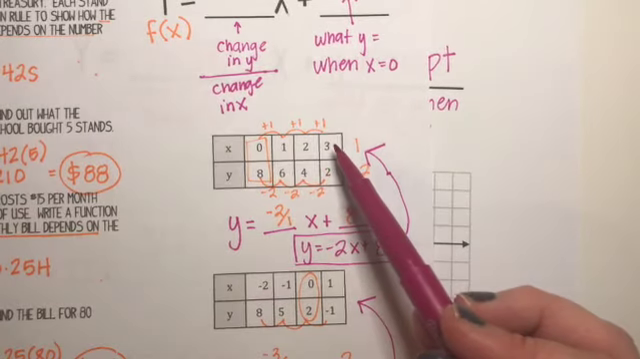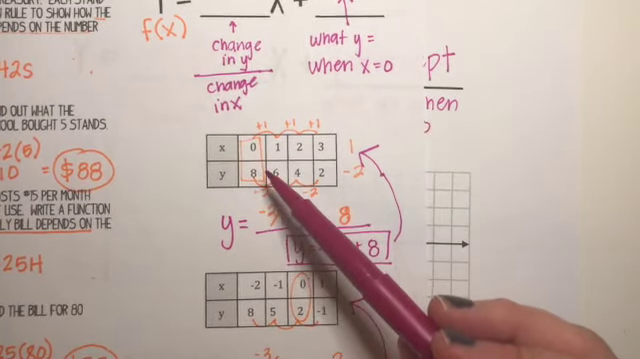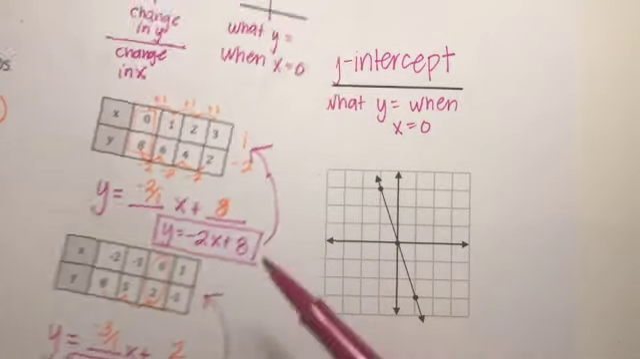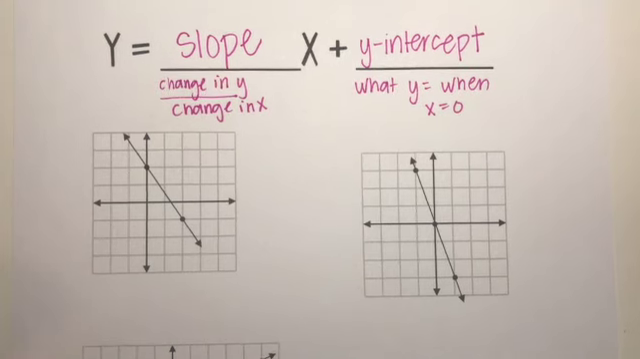Change in y over change in x is your slope. And this point right here, 0, 8, that's the y-intercept. 0, 2, that's the y-intercept. So we're doing the same thing here, but we're just looking at our graph.